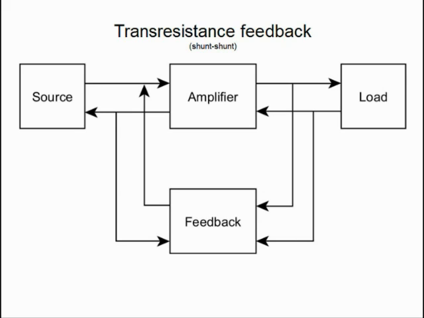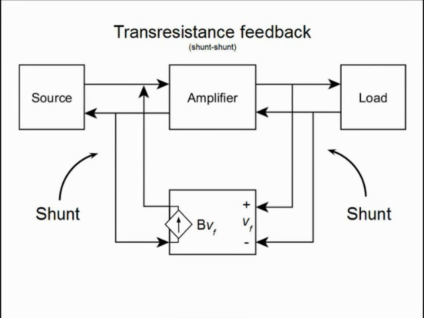The last configuration is comprised of 2 shunt connections. In the transresistance amplifier, input is current while output is voltage. The shunt connection at the input causes the input resistance to be reduced, and the shunt connection at the output stabilizes the output voltage, thus reducing the output resistance. And that covers the 4 main feedback topologies.